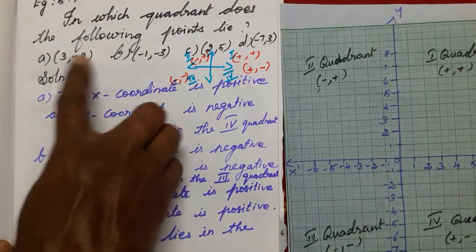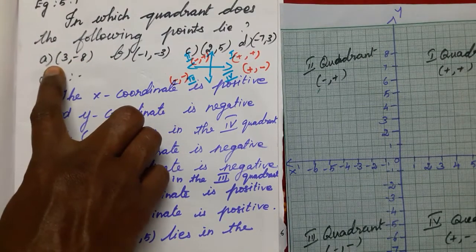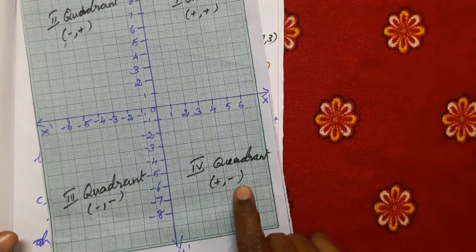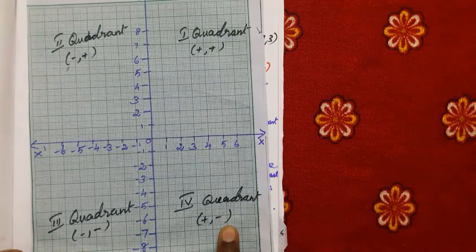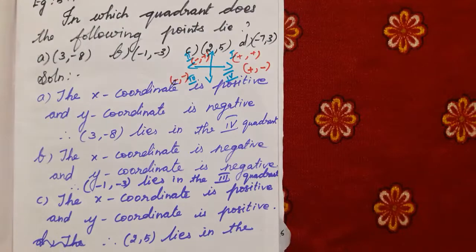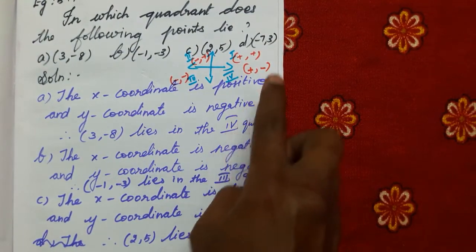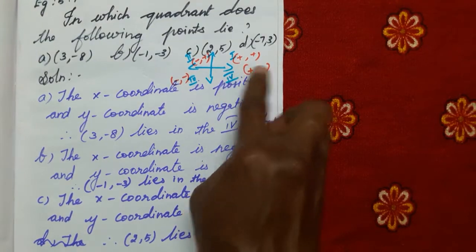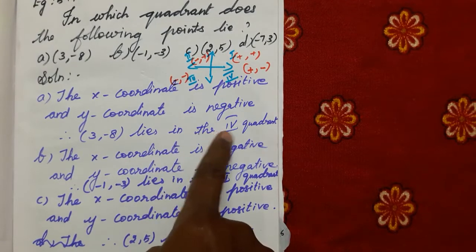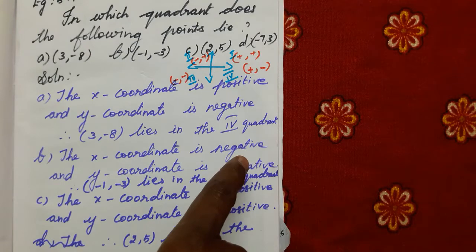First question, (3, -8). Positive, negative. Positive, negative means which quadrant it lies in? Positive, negative means the fourth quadrant. The x coordinate is positive and the y coordinate is negative, so positive negative means the fourth quadrant. Therefore 3 comma minus 8 lies in the fourth quadrant.